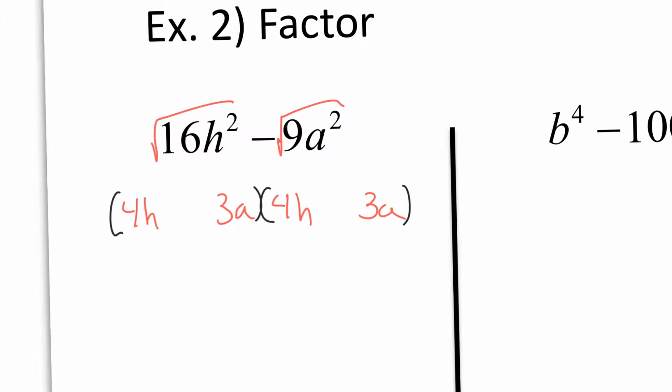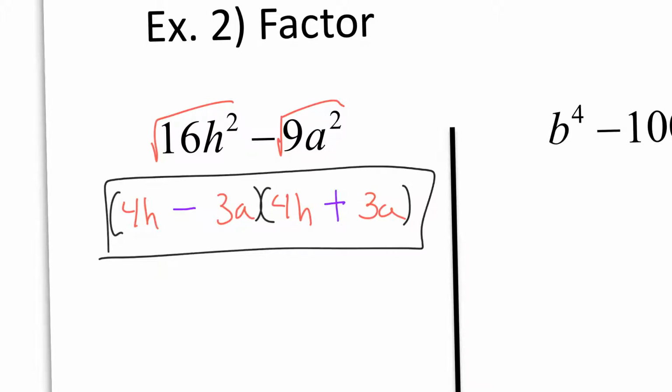When you multiply, guys, make sure that you get that 9a squared. 3a times 3a, that's going to be 9a squared. 4h times 4h, that's going to be 16h squared. I need my signs, one negative, one positive, and we got the answer. That's all you do, guys. Difference of squares, we use the square root.